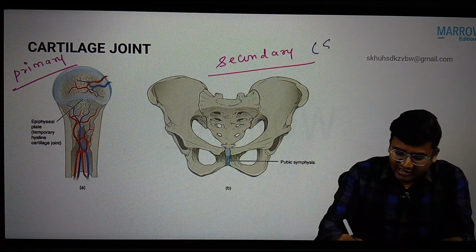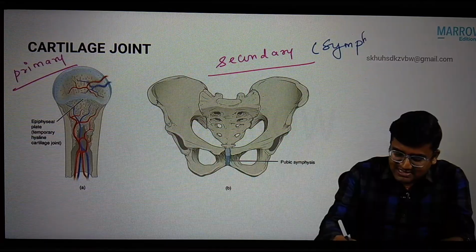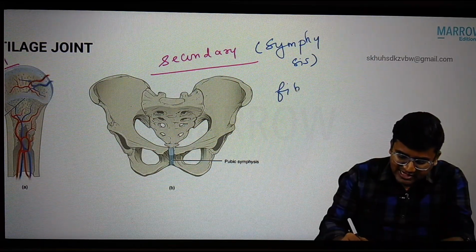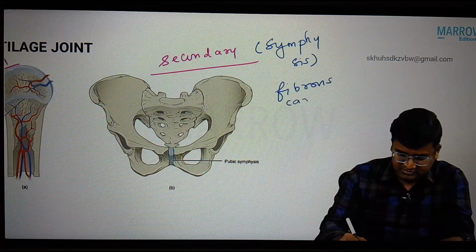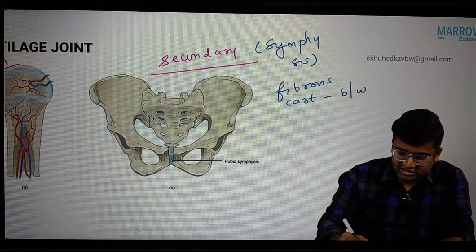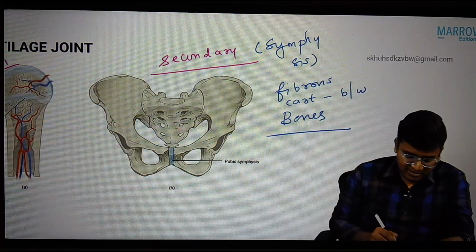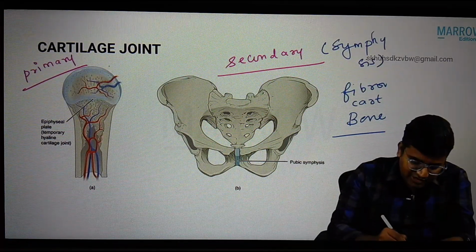So the secondary cartilage joint, otherwise known as symphysis joint. In the symphysis joint, the fibrous cartilage is present between the two bones. Now what about the primary cartilage joint?